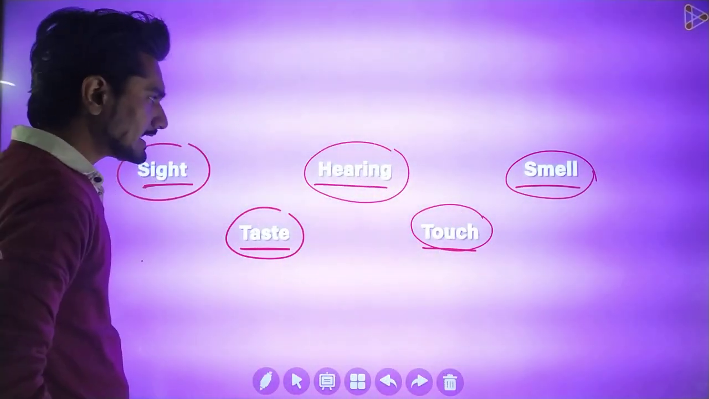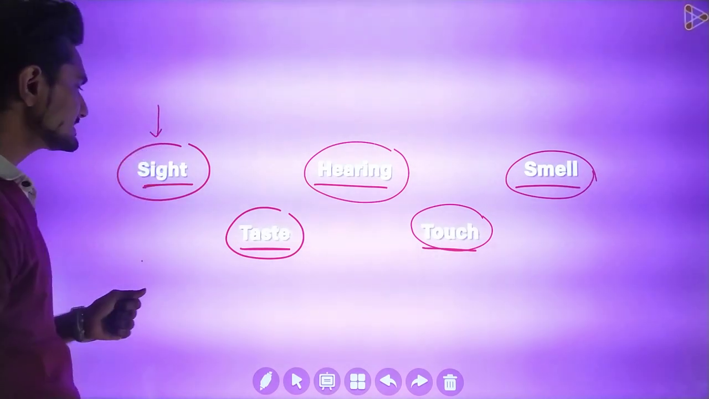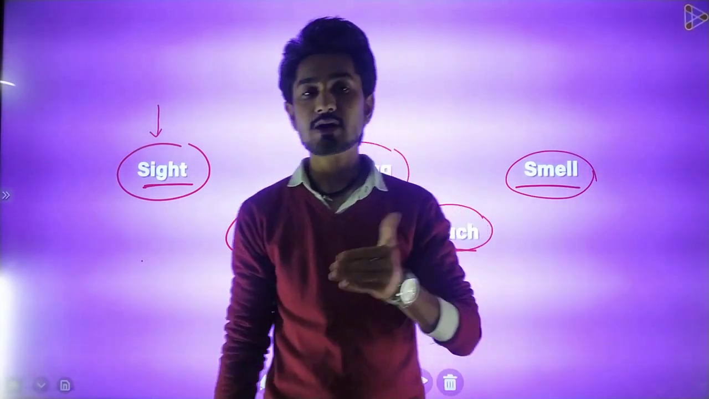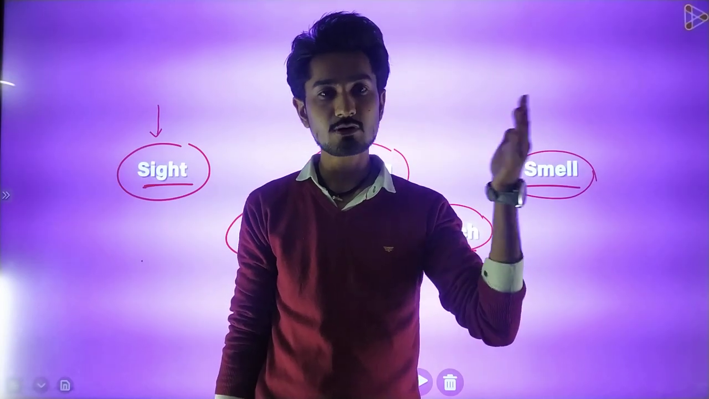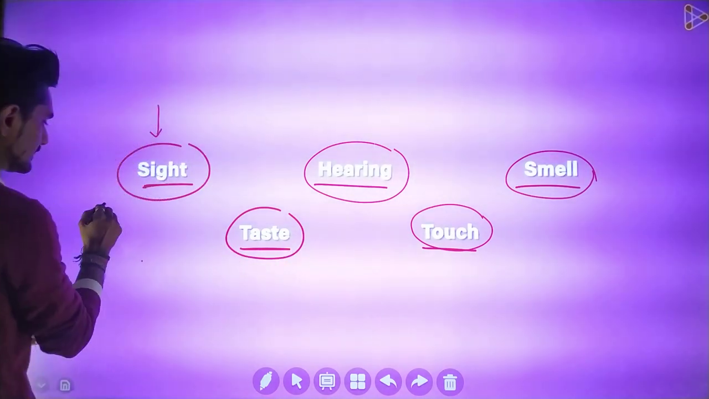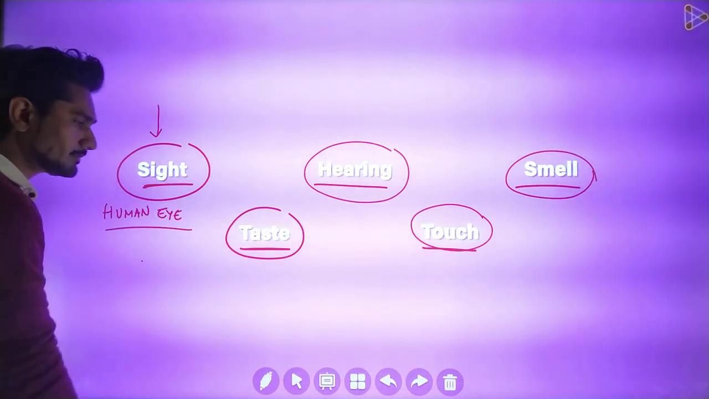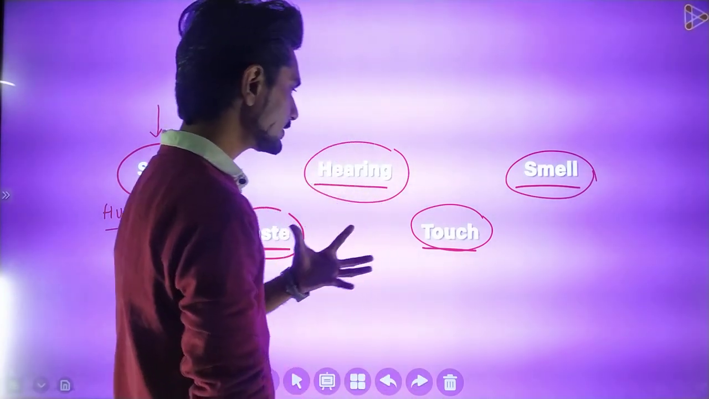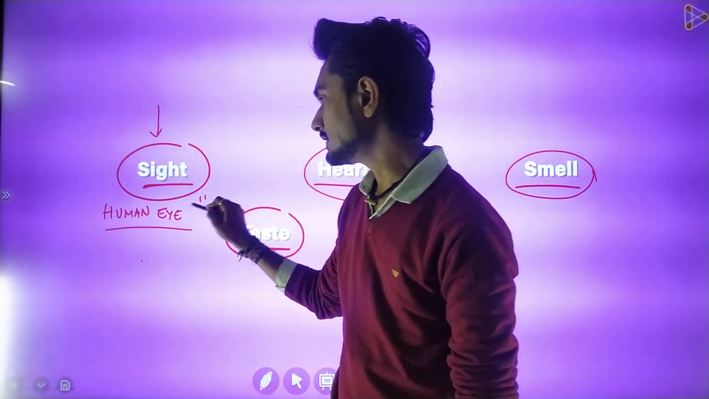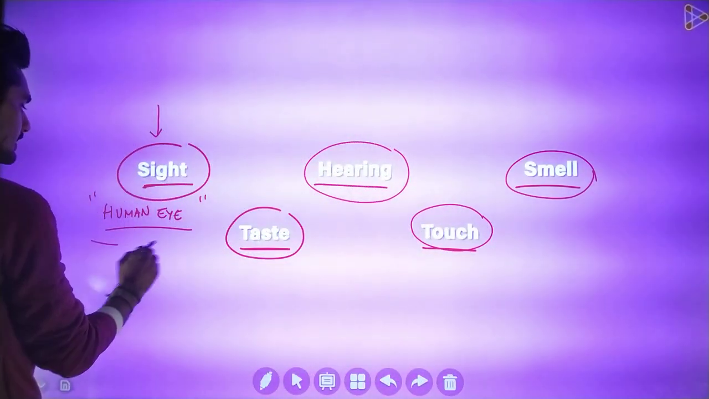So in that we are going to discuss the sight. Basically, sight is whatever we are seeing. So how can we see things? For that, we can see the objects by the human eye. It automatically gives us an idea of what we are going to study in this chapter: the topic of light and also the topic of the human eye, because without a human eye we cannot see the objects. So that's why we are going to study the human eye also in this chapter.